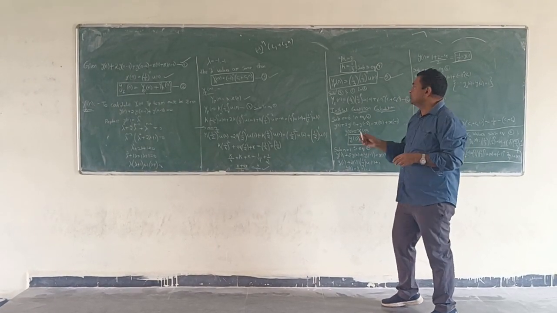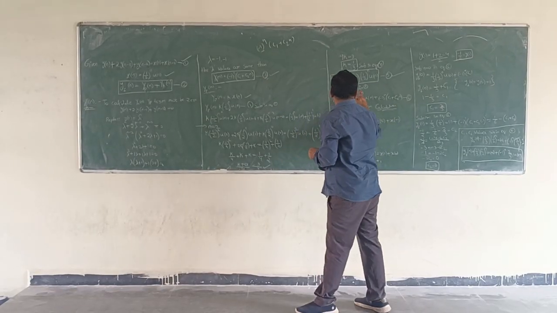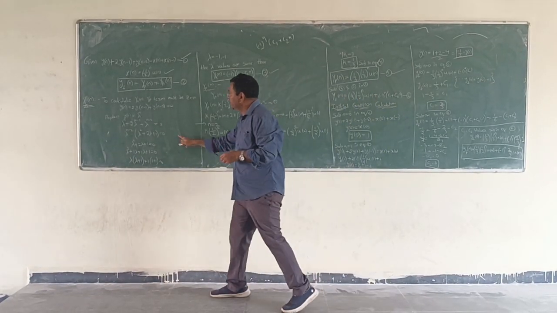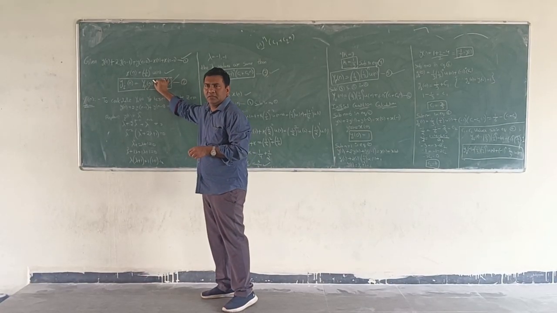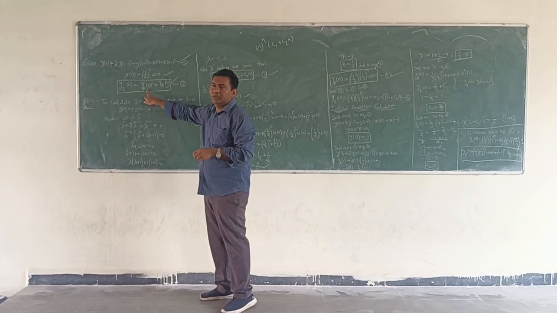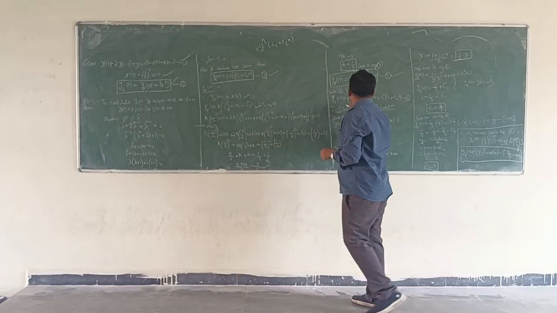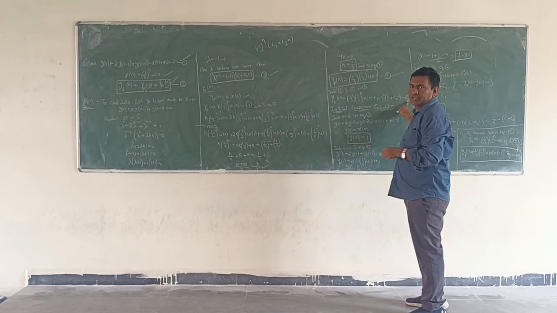Next substitute equations 3 and 5 in equation 2. What is equation 2 here? This is the sum of homogeneous solution plus particular solution. Substitute that, then you will have the sixth equation.